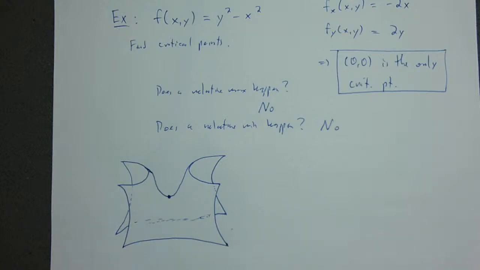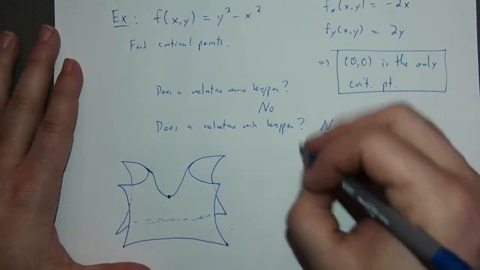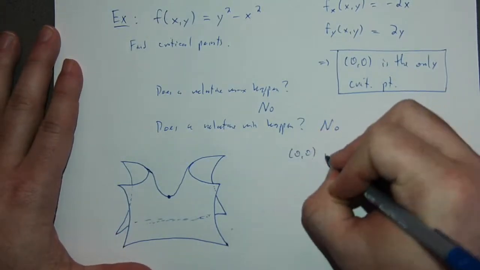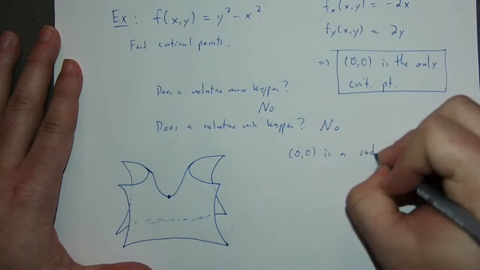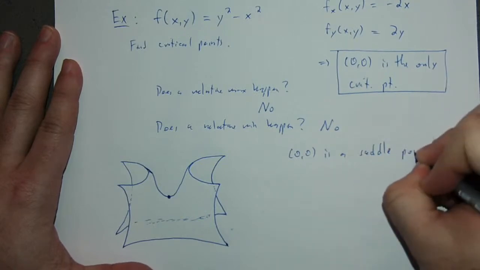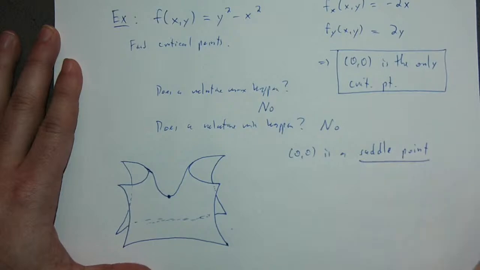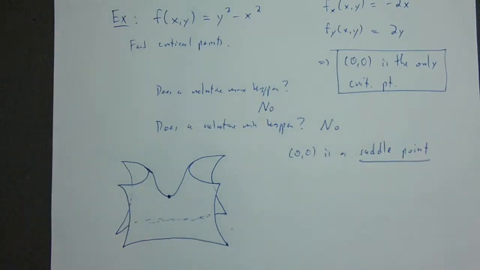And what was the idea? Why does this have a special name? Okay, so what we call this here is, 0, 0 is a saddle point. And this is what we're going to call all points that act like this. Well, what does it mean to be a point that acts like this? Why does this get a special name?